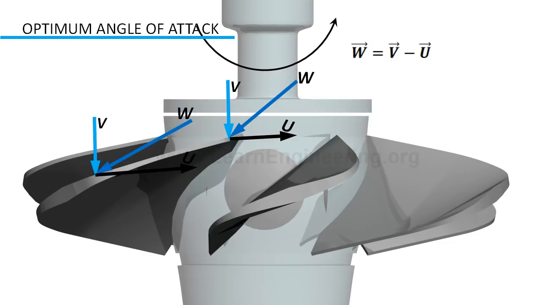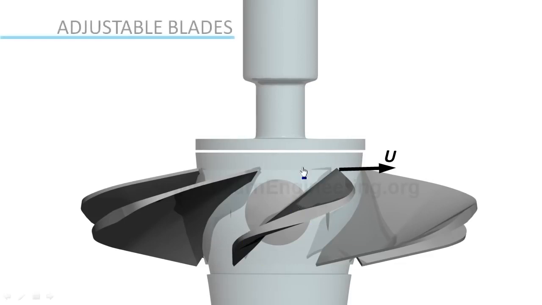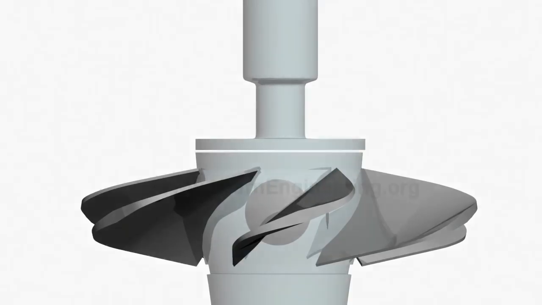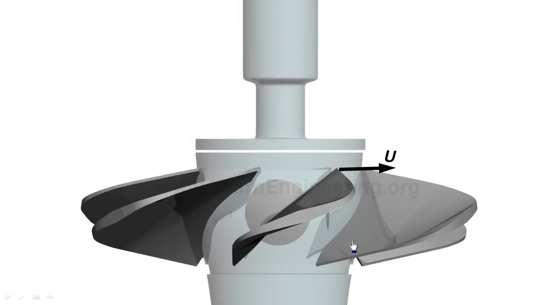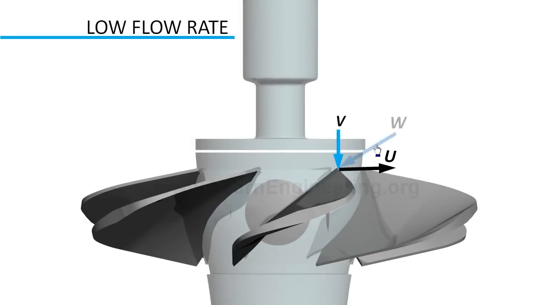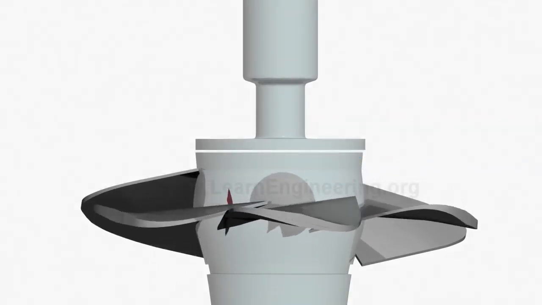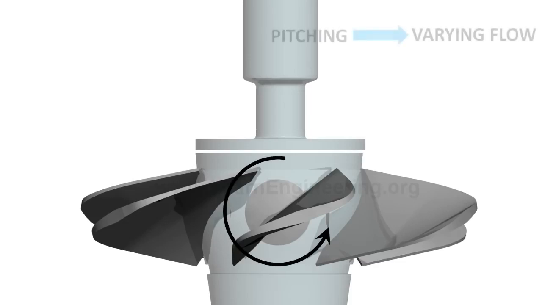With varying flow conditions, the relative velocity will change drastically. Kaplan turbine blades are adjustable. When the flow rate is high, the relative velocity of flow will be more axial, so the blade should pitch vertically. If the flow rate is low, the relative velocity of flow is more tangential, so blades are pitched in the tangential direction. In short, the pitching action of the blade makes sure that the blade is still at the optimum angle of attack, even under varying flow.